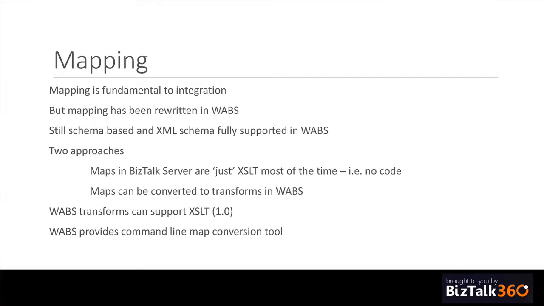You know, ports, pipelines, maps, orchestration, rules, etc. So there's a whole bunch of things that you can include in a BizTalk project that don't necessarily have an exact match in BizTalk Services. Okay. So probably one of the most fundamental things that people use in BizTalk Server is mapping. This and orchestration are probably the two most used things because they're the graphical tools, the ones that are meant to have the most productivity.